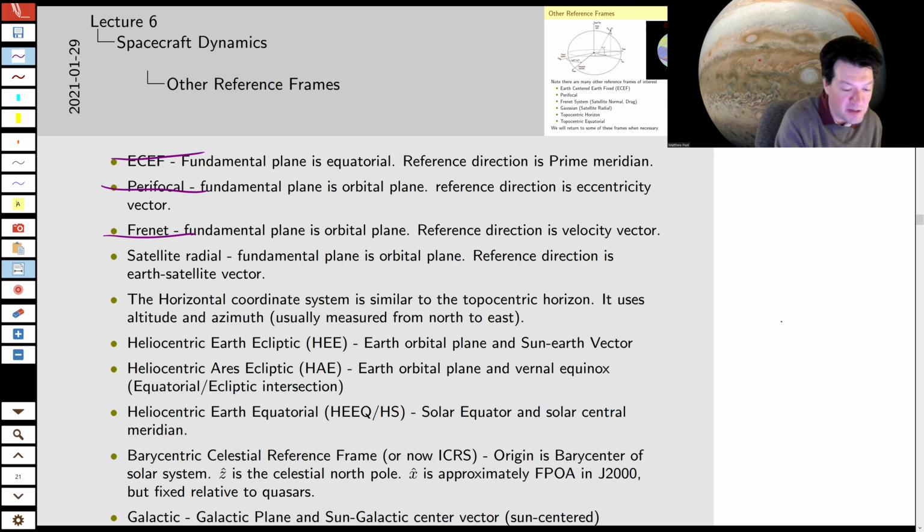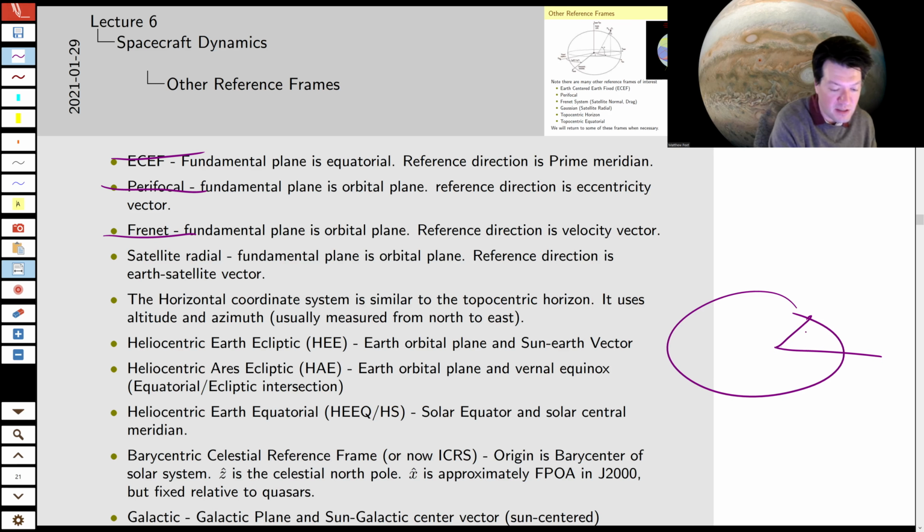Satellite radial. We encountered that one actually in a previous lecture. It changes all the time, so definitely not inertial. Its x hat is the instantaneous r hat vector. So when we were calculating angular momentum, proving Kepler's second law, we actually used the satellite radial coordinate system. And then, of course, the z hat is perpendicular to the orbital plane.